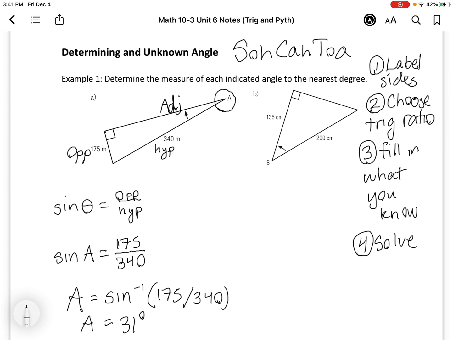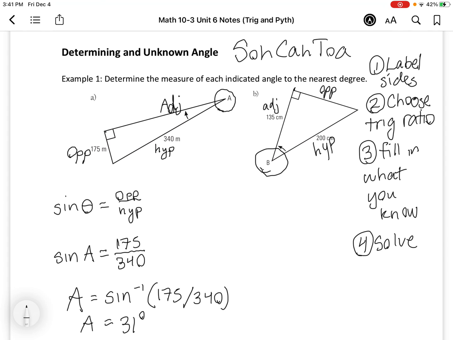Let's look at B. We're going to start out the same. With B, we need to label our sides. So we're going to use angle B to label the sides because that's the one that we want to know. I'll start with the hypotenuse. The hypotenuse is across from the right angle, which is right here. So that's the 200. The opposite side is the one that's across from B. So that's this one. And the adjacent side is the other one, the one that's beside angle B, that's not the hypotenuse. So that's this one. So my sides are labeled.